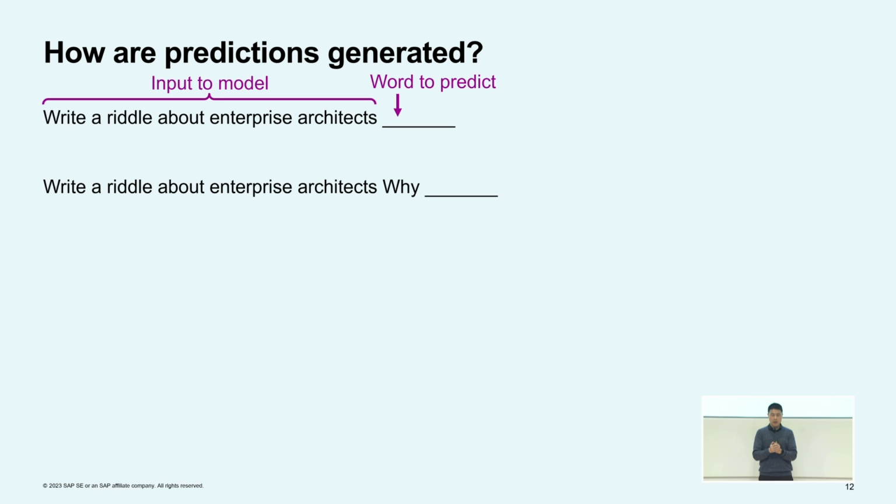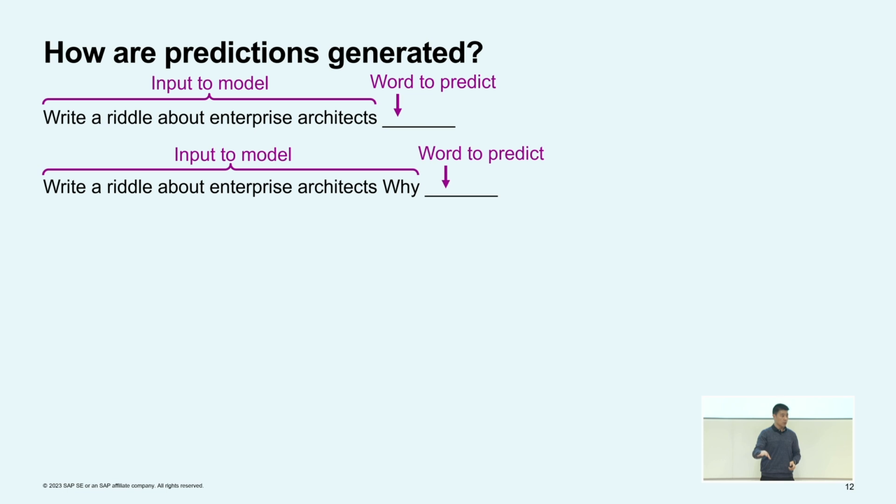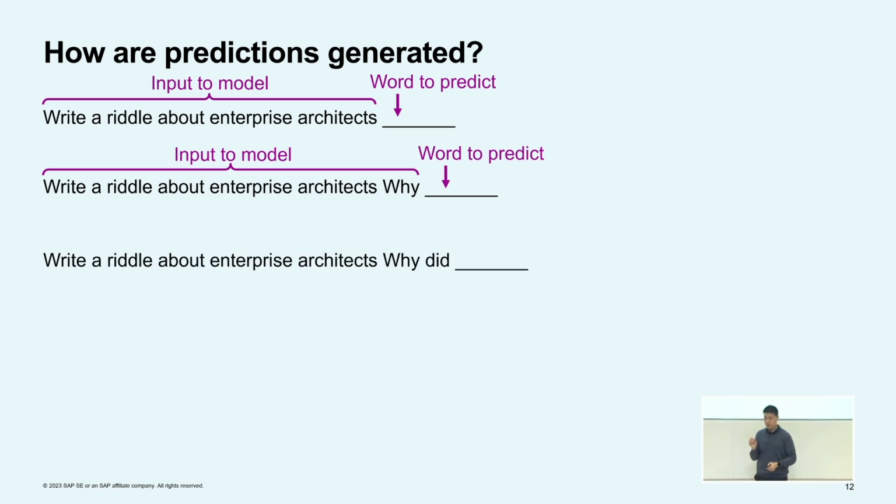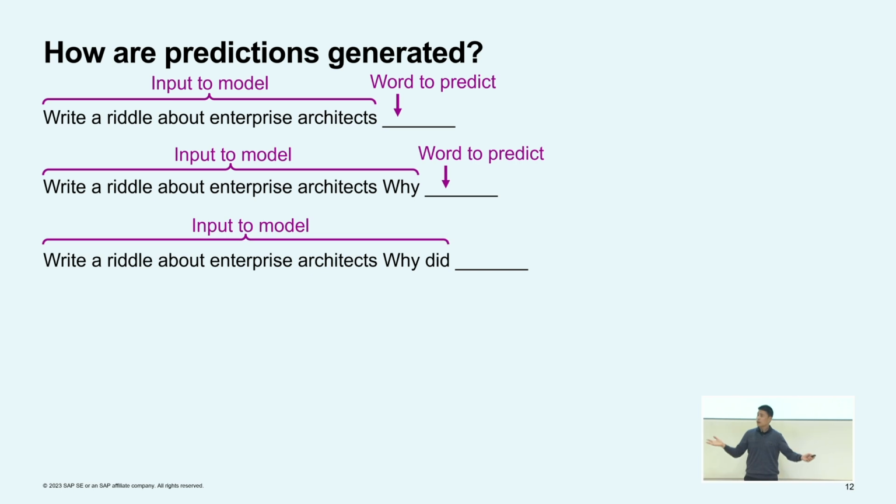OK, great. Then I do it again. The input to the model now is the original prompt plus that first word that was predicted. So write a riddle about enterprise architects, why. This goes into the model, and I'm asking it to predict that next word. And then it says, why did. That's the next word prediction. And then I do it again.